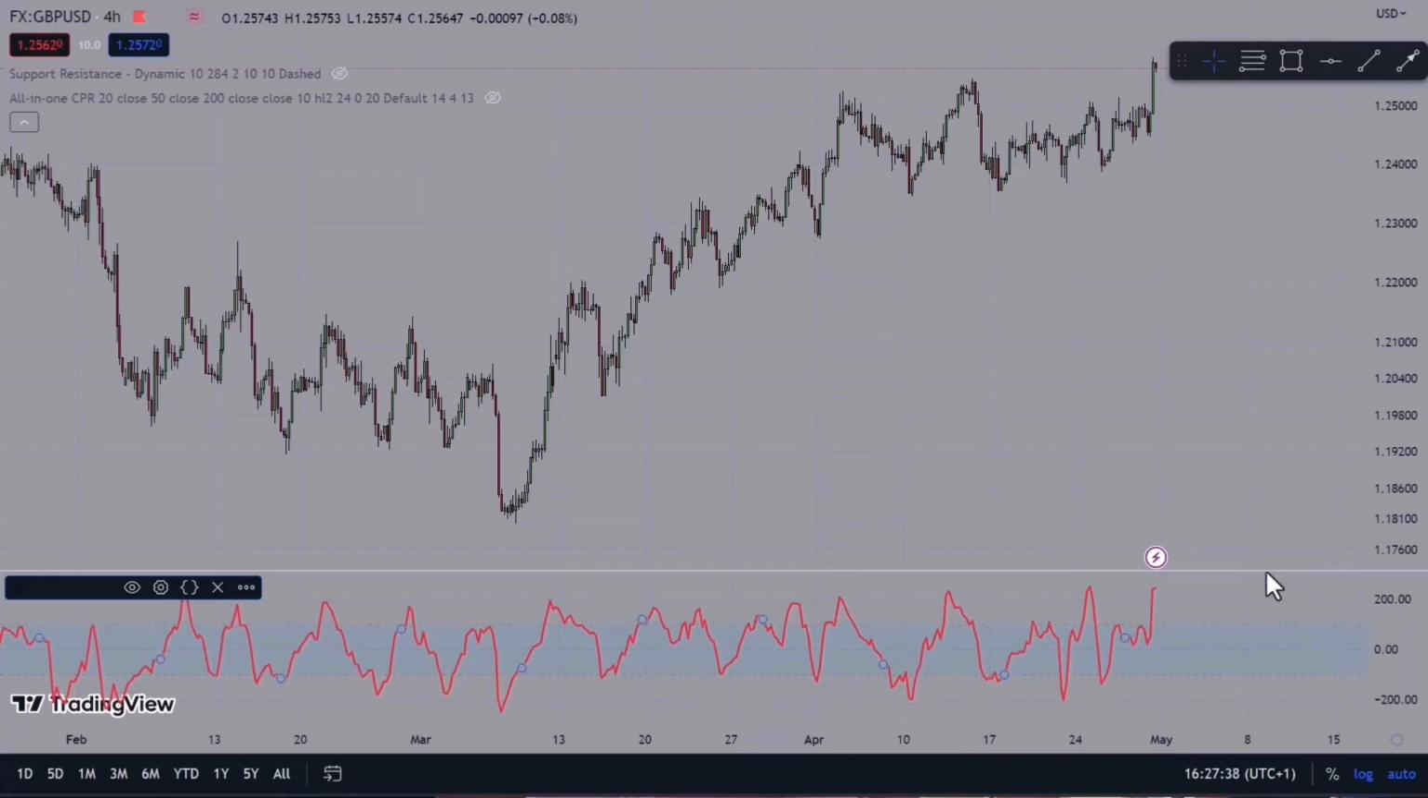So for a trader to use this indicator correctly, the first thing the trader needs to know is to be able to identify the overall direction of the market, and you can simply do that by looking at the high time frame direction of the market.